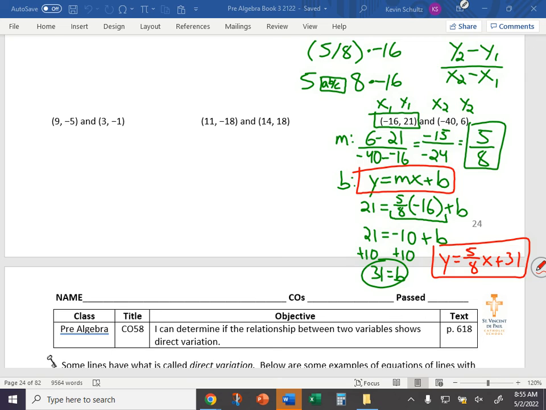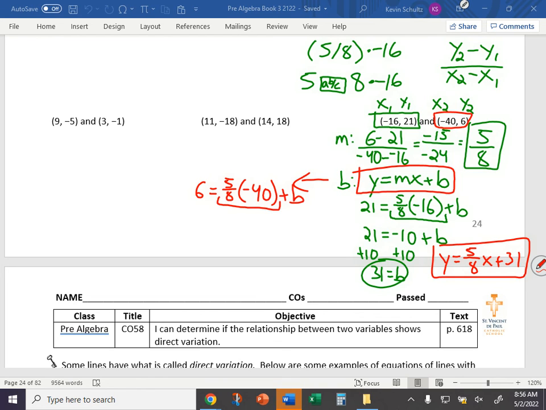Kylie: If we would have used -40 instead of the -16, would it have given you the same answer? It would. Yes. And I'll prove it to you. You don't have to write this part down. Kylie's saying, what if we use this other ordered pair? Would you get the same result? The answer is yes. Pick it up from this step here. Our y value is 6. Our slope doesn't change, still 5/8. Our x value is -40. So 5/8 times -40, that would be our next step.